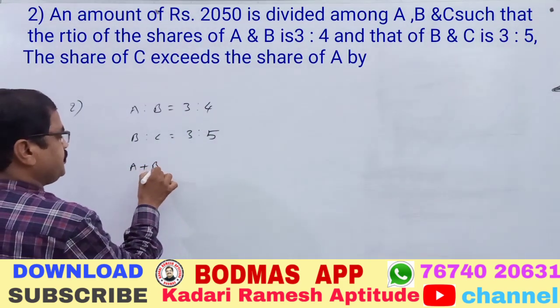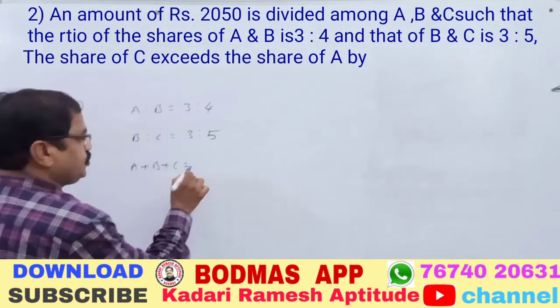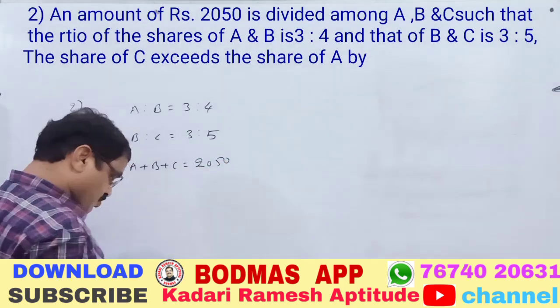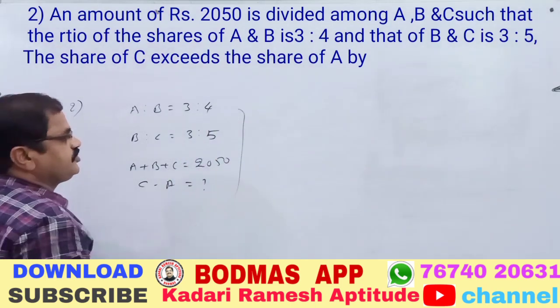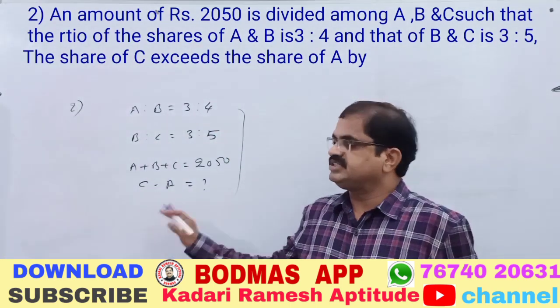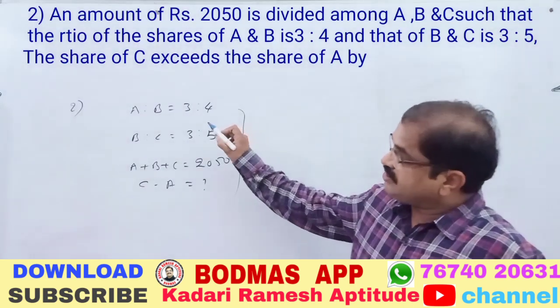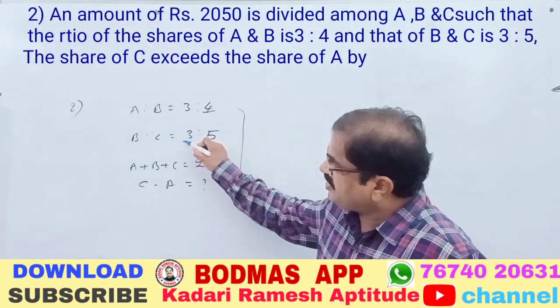Then A plus B plus C is given. So A plus B plus C is equal to how much? 2,050. Now what is asked? C minus A is asked. Same question. So this is given, and C minus A is asked. Now first of all, this B value here is 4. This B value is 3.